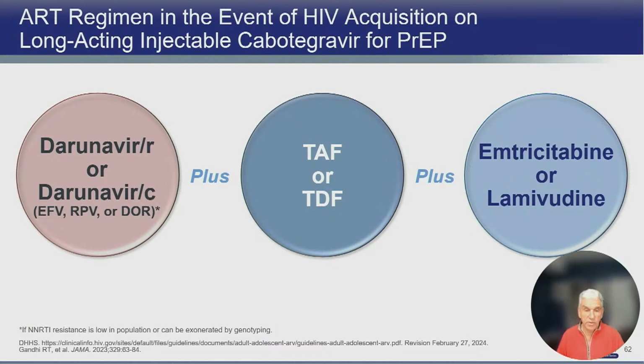What to do in those situations? Instead of an integrase inhibitor and nukes, which is what we did for people on oral PrEP, you go with a protease inhibitor, or you could use a non-nuke as well. So darunavir boosted with ritonavir or cobicistat, and you potentially could also use a non-nuke if people didn't have resistance to it. And then you would use either TAF or TDF, with emtricitabine or lamivudine.